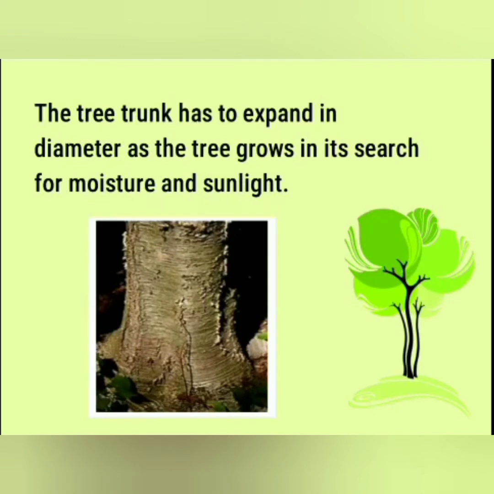The tree trunk has to expand in diameter as the tree grows in its search for moisture and sunlight. The trunk is the stem and the main wooden axis of a tree, which is an important feature in tree identification, and which often differs markedly from the bottom of the trunk to the top depending on the species. The trunk is the most important part of the tree for timber production. Most of a tree trunk is dead, woody tissue and serves only to support the weight of the crown. The trunk is a highly ordered arrangement of living, dying, and dead cells.